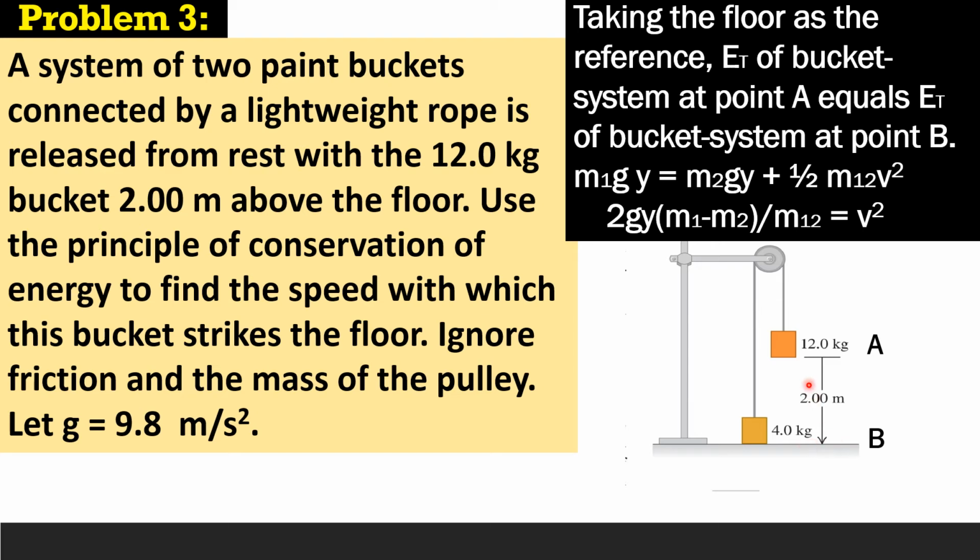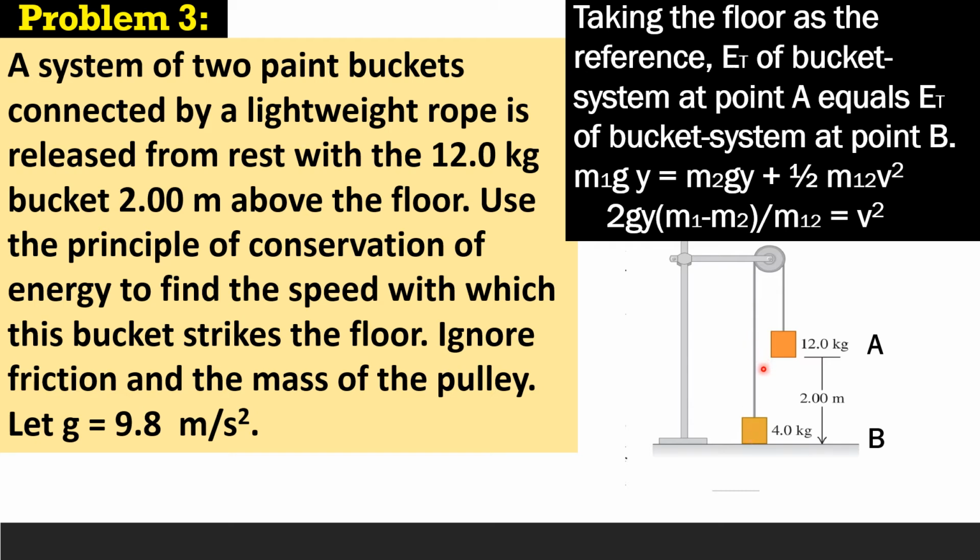But at the same time, at that instant when the 12 kilogram is about to hit the floor, the 4 kilogram is also accelerating upward. It starts from zero, then it accelerates equally. That's the key concept. Whatever is the acceleration of the 12 kilogram while it is moving down will also be the acceleration of the 4 kilogram mass, but it is moving up.